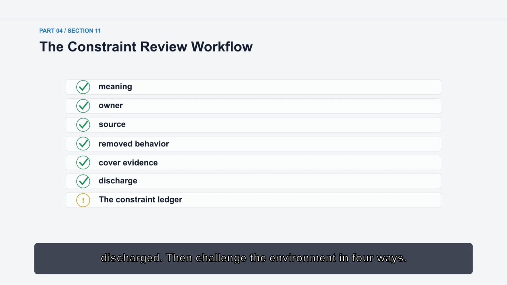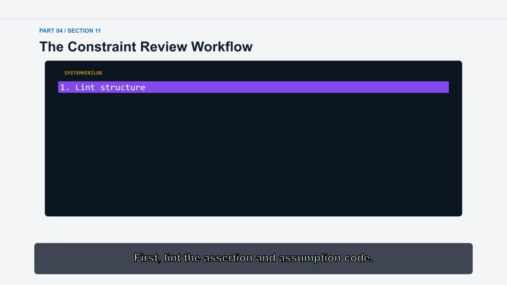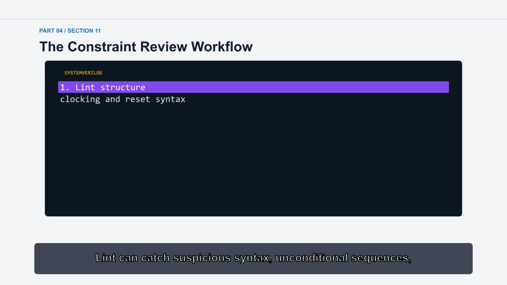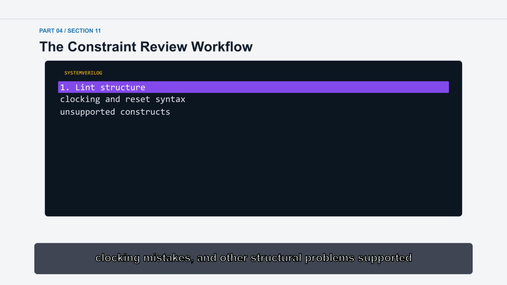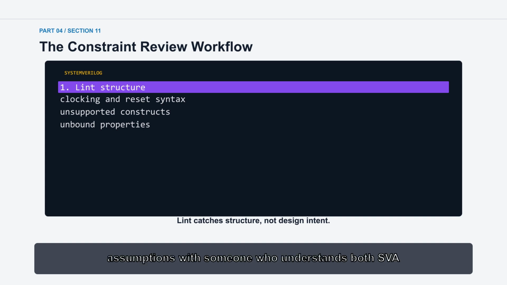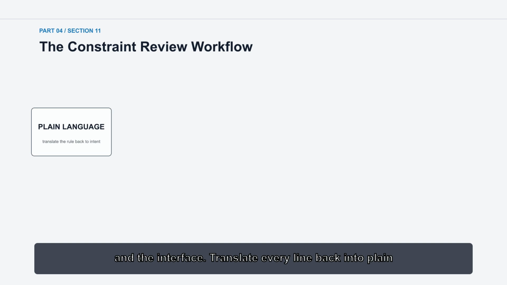Then challenge the environment in 4 ways. First, lint the assertion and assumption code. Lint can catch suspicious syntax, unconditional sequences, clocking mistakes, and other structural problems supported by the rule set. Second, review the properties and assumptions with someone who understands both SVA and the interface. Translate every line back into plain language.